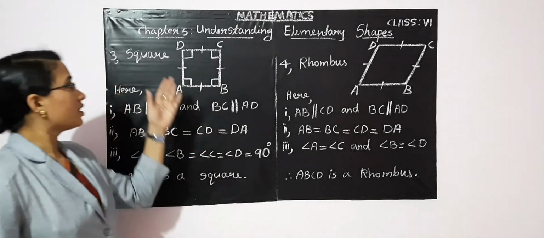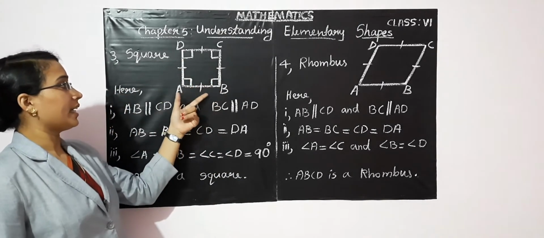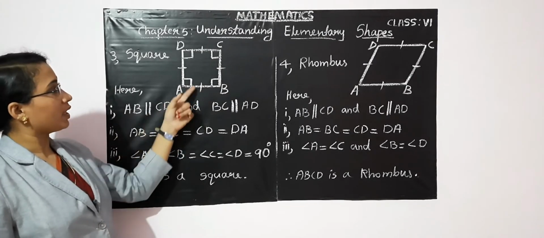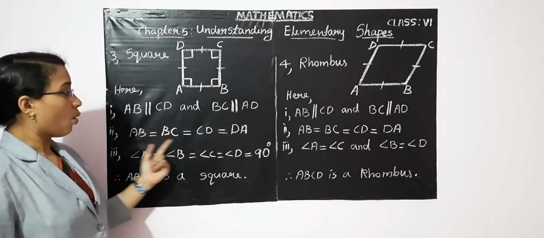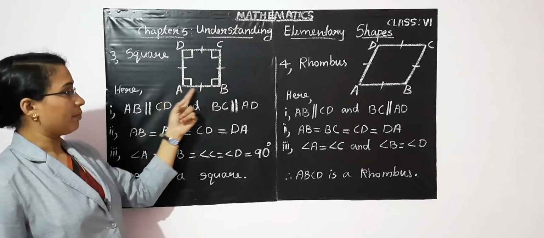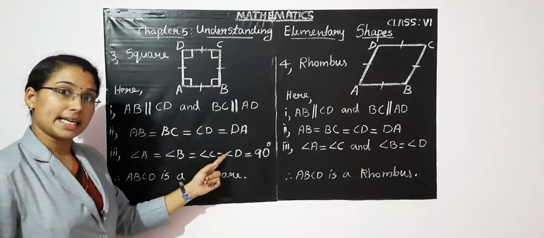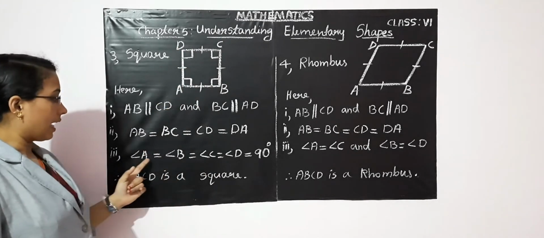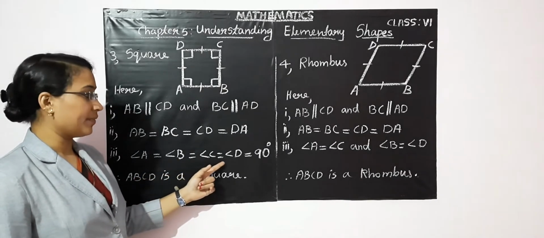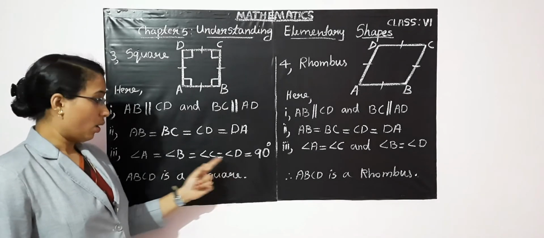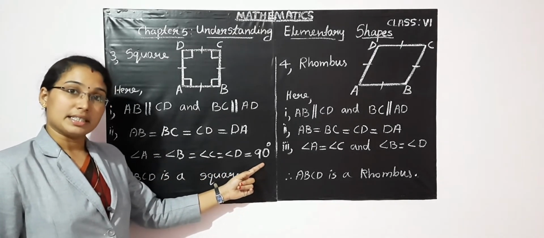Next one is the square. This is a quadrilateral with 4 sides, and here you can see AB is parallel to CD. Opposite sides are parallel, then all sides are equal. AB equal to BC equal to CD equal to DA. Then angle A equal to angle B equal to angle C equal to angle D. All the angles are equal and each is equal to 90 degrees.